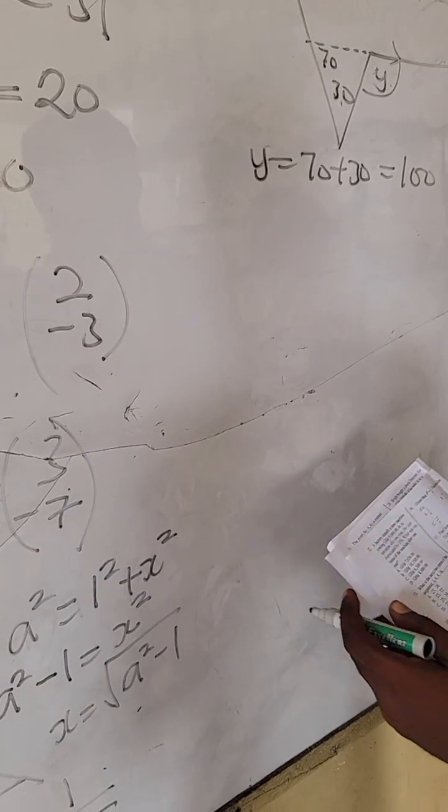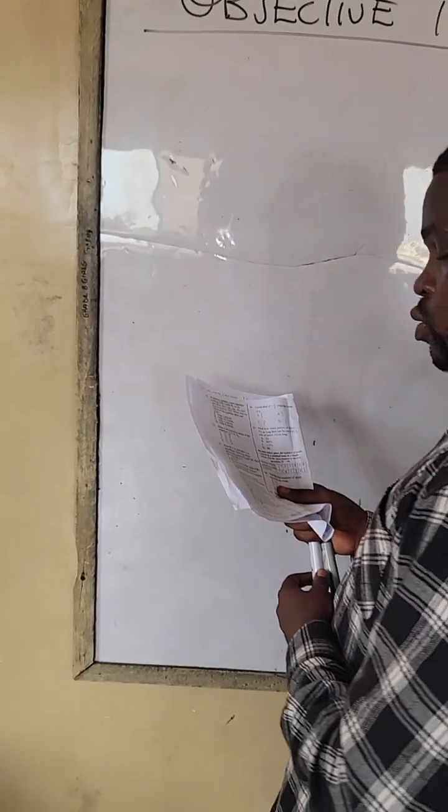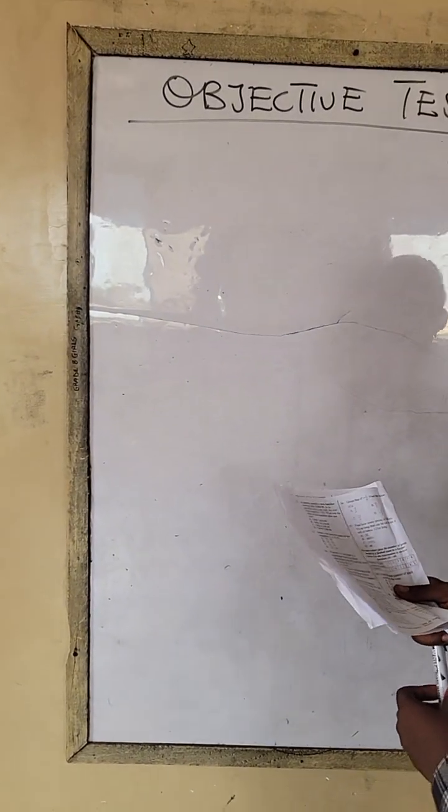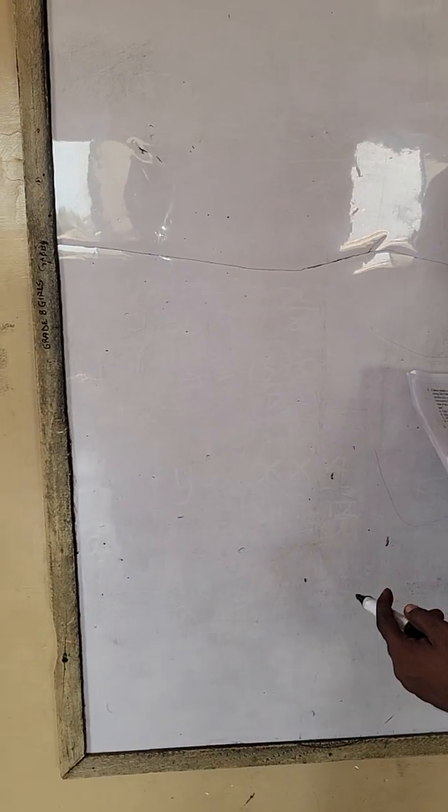So question number 32. Question number 32. A factory installs a new machine costing 9,000. In its operation after 1 year, the cost depreciates by 15%. Find the value after 1 year.